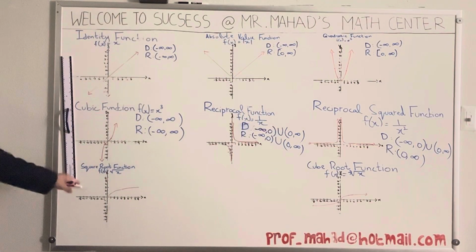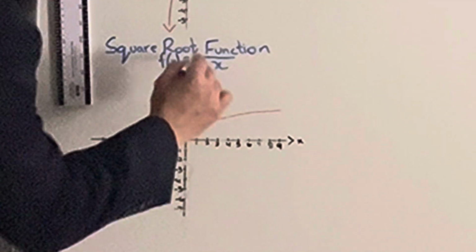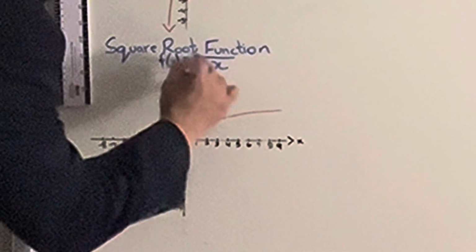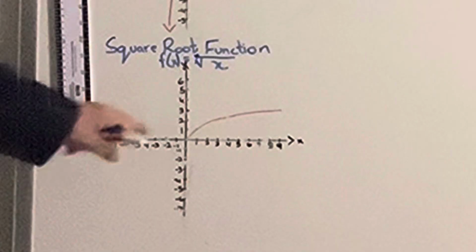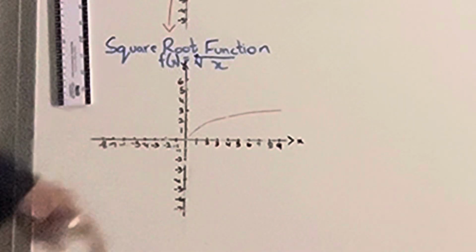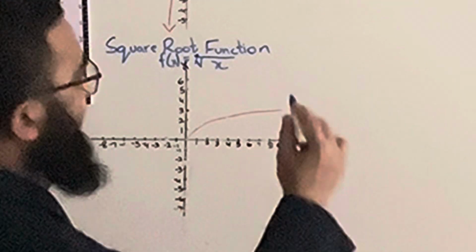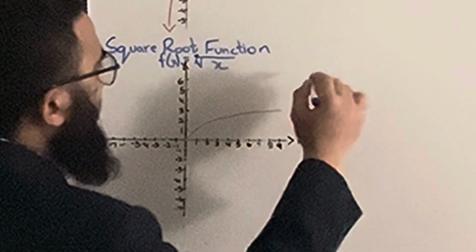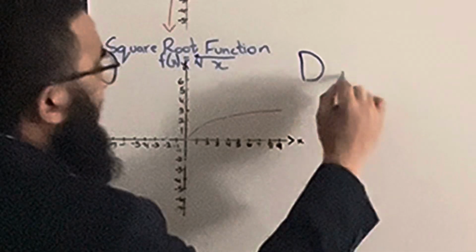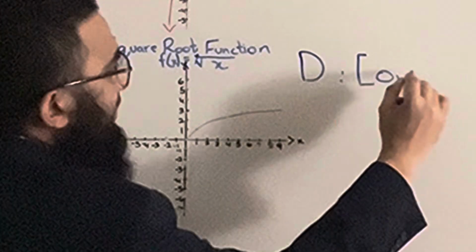Let's move on to our second last one, square root function. Now again, I'm taking f of x is equal to plus square root of x. We know that the domain can never be negative. In a square root, the radicand can never be negative. Hence, the domain can only be from 0, including 0, until infinity.